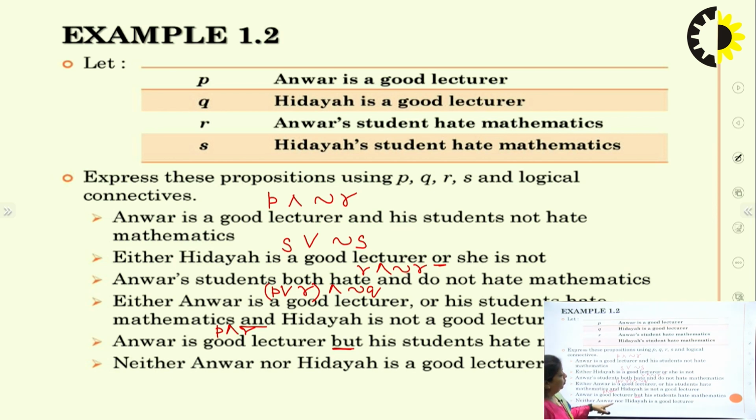Neither Anwar nor Hidayah is a good lecturer. So we have to negate both the statements, that is not P and not Q, and then we have to join it using or. So this is how we represent these compound propositions using the symbols.